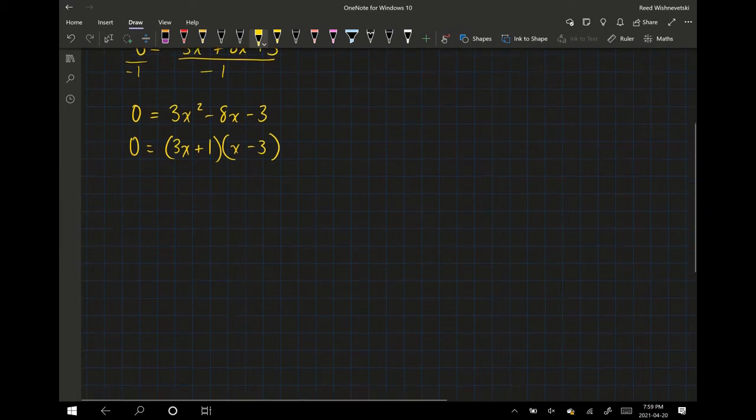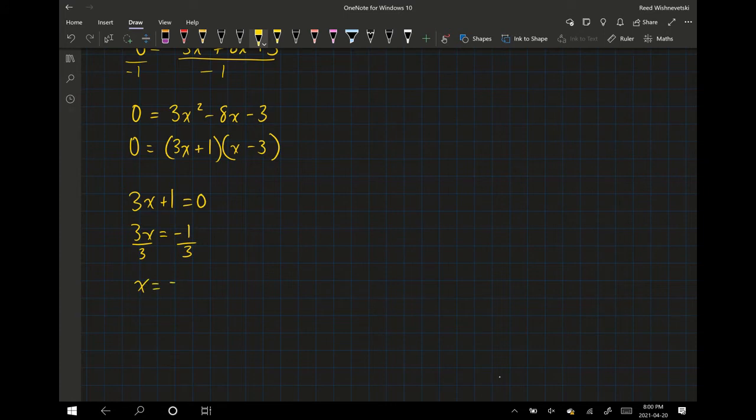And now we're going to take each of our factors and set them equal to 0 to find the critical values. So we'll start with 3x plus 1 is equal to 0. Move that 1 over. Divide by 3 to isolate the x. And x is going to be equal to negative 1/3. That's our first critical value. Okay, our second one we're going to do, x minus 3 is equal to 0. And it's as easy as setting x equal to 3. That's our second critical value.